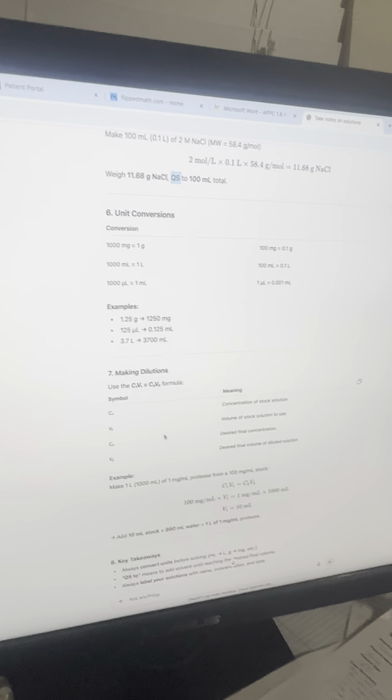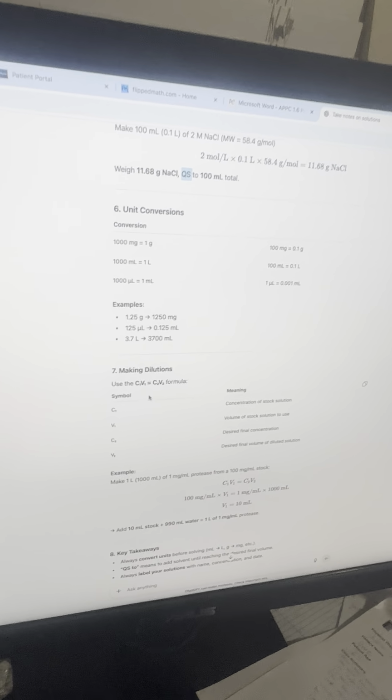And this is the making dilution. This is the most important formula. All right, so the formula is C1 times V1 equals C2 times V2, right? And so these are your four variables, right? And so now with this formula, we can also get how to find V1.